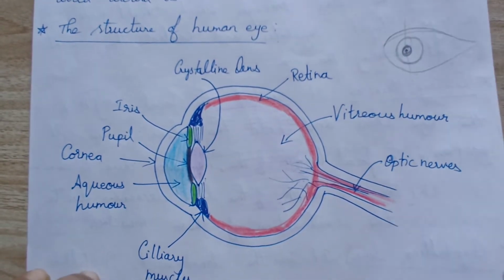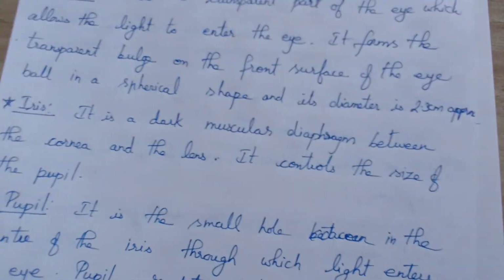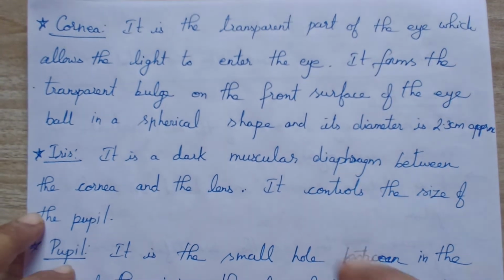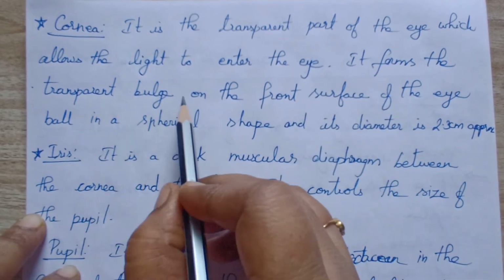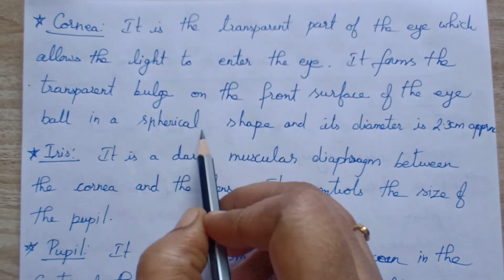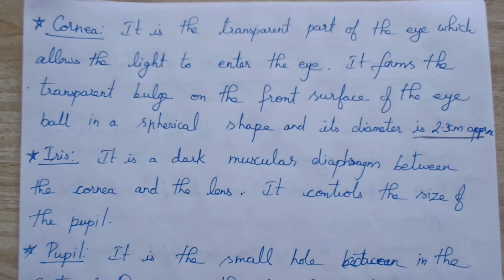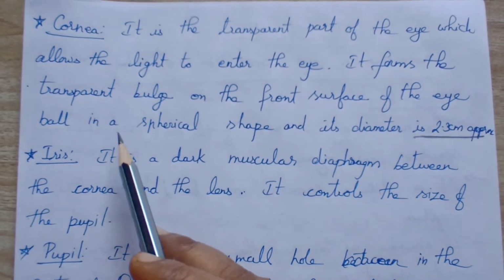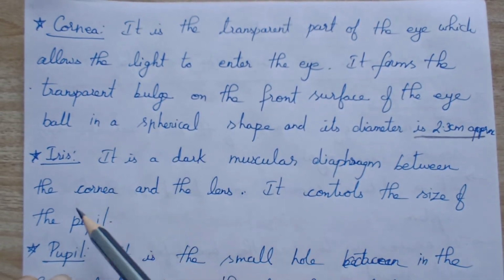The first one is the cornea. It is a transparent part of the eye which allows light to enter the eye. It forms a transparent bulge on the front surface of the eyeball in a spherical shape, and its diameter is about 2.3 centimeters approximately. Between the cornea and the iris there is the aqueous humor, which we'll see at last.